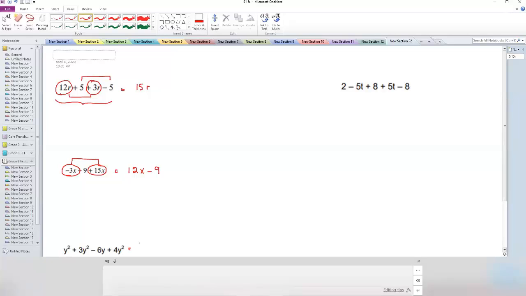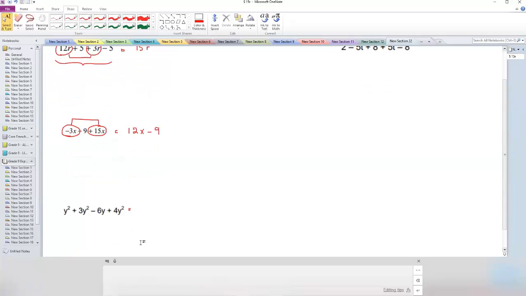Next, here you have to be careful. There is y, but make sure that you understand that the like terms are y squared, the positive 3y squared, and the positive 4y squared. These are the like terms, but negative 6y doesn't have any like term.